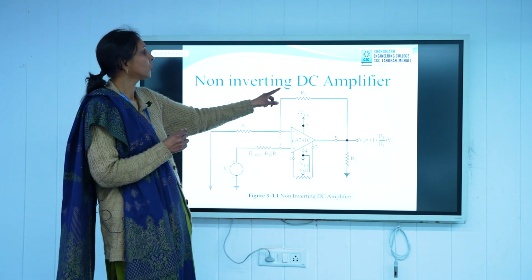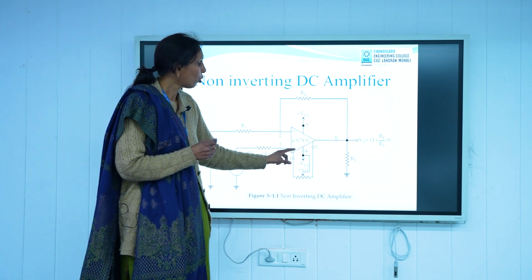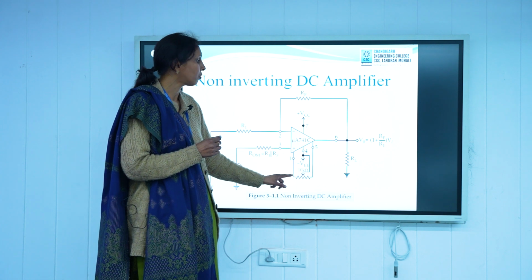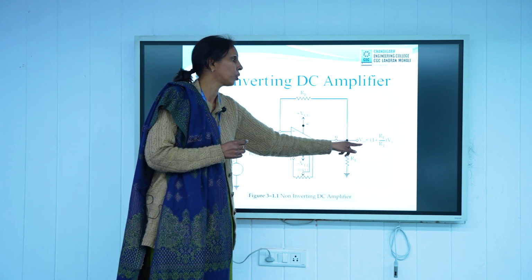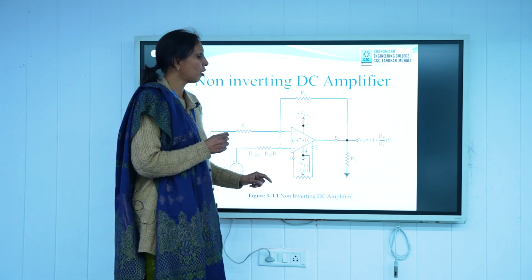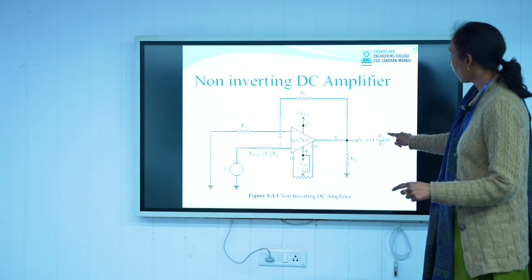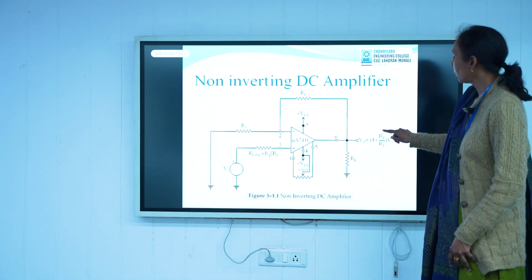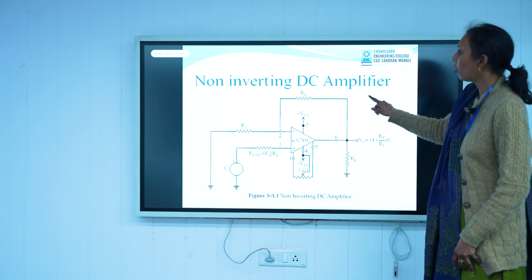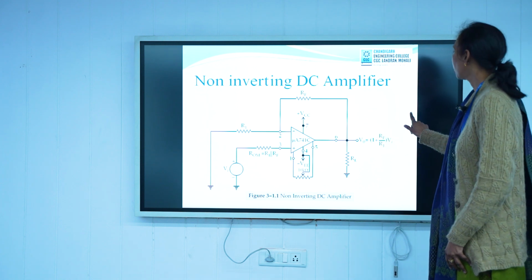So by using this non-inverting DC amplifier, it is very important to nullify the output, then only will we be able to get a stable output. That stable output will be in terms of V naught, that is 1 plus RF by R1 times Vin. This is the expression which we have already done in the non-inverting DC amplifier configuration.